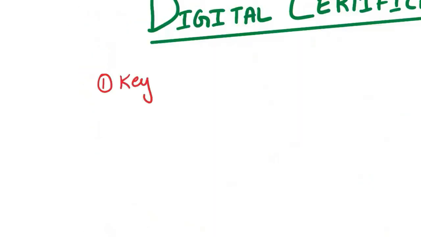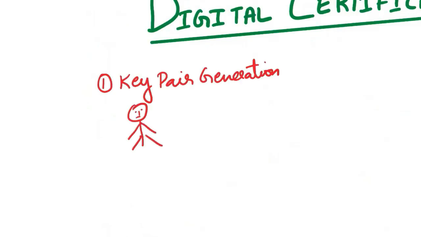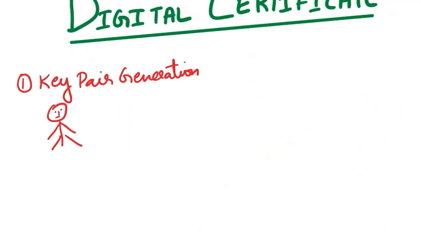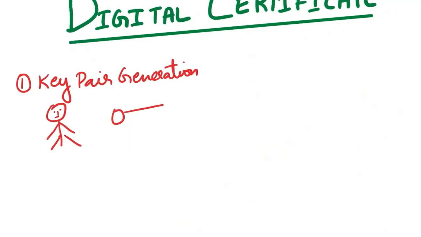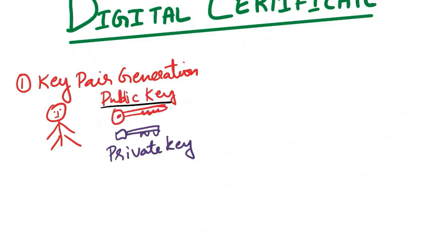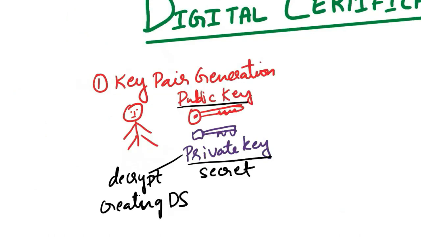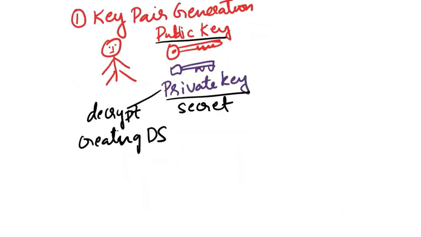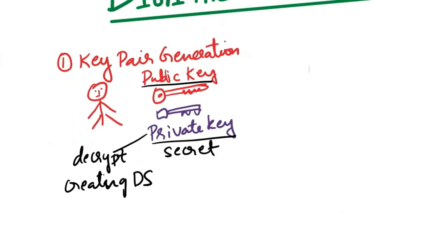The process begins with a key pair generation. Let's say I am the one requesting a digital certificate. I will generate a key pair. The key pair will have a public key and a private key. Like we mentioned before, the public key can be shared freely with anyone and is used for encryption and signature verification. The private key is kept secret and is used for decrypting and creating digital signatures. It should be protected and never shared. Now I have a public key and a private key.